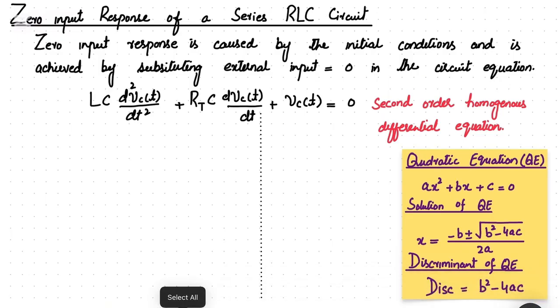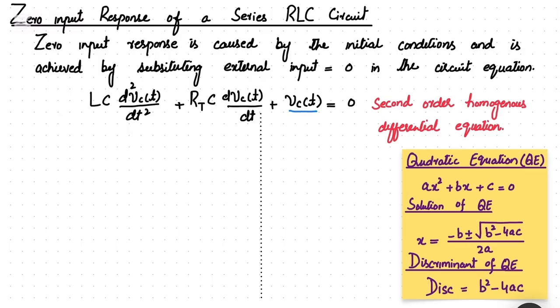Now if we focus on this equation, what is this equation? This equation states that the capacitor voltage Vc of t plus the derivative of the capacitor voltage multiplied by RTC and the second derivative of the capacitor voltage multiplied by a constant coefficient LC results in 0. If we add these three terms together, the result would be 0. So what would be the function Vc of t which could satisfy this equation?